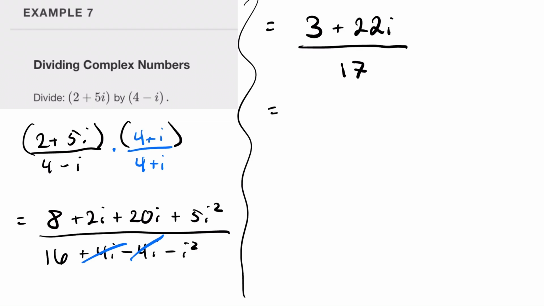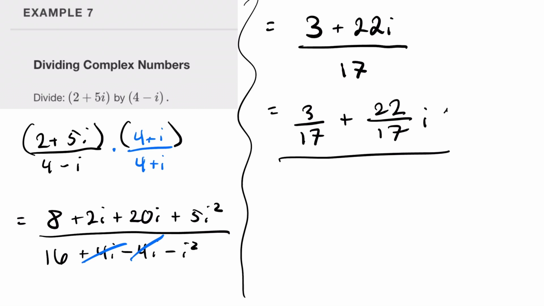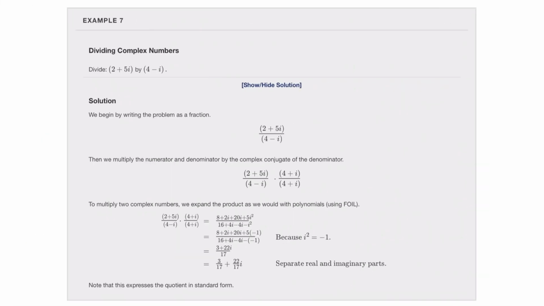All right, so we can split this apart as 3 over 17 plus 22 over 17i. Yep. Okay. All right, so I'm gonna do.